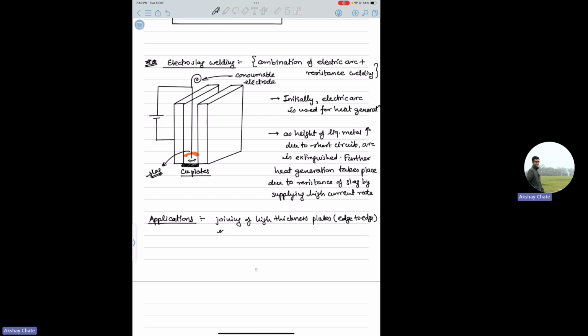So in ships. Okay, and apart from that, you can have fabrication of press frames. So basically the iron that you use for pressing your clothes, that is also fabricated using this technique.